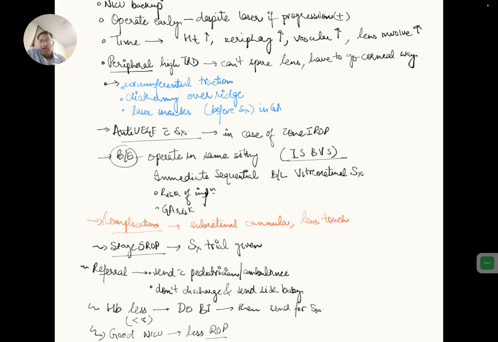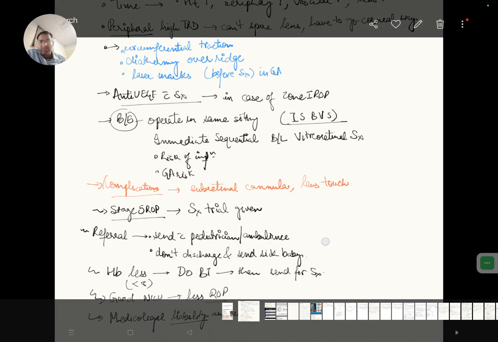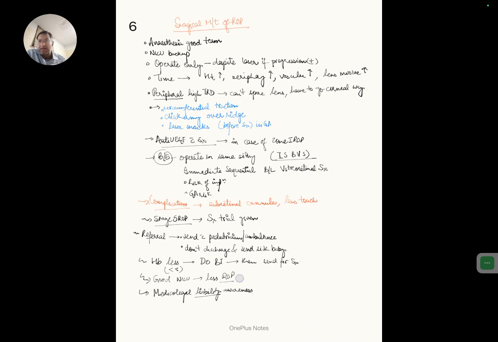Referrals. Whenever a baby for ROP screening or ROP management is being sent, we should send it with a pediatrician or an ambulance backup. And we don't discharge and send a sick baby for the retina evaluation. If hemoglobin is less than 8, we should first do blood transfusion and then only send for a retinal surgery. Good NICU, good protocols in the NICU means less ROP. So ROP actually tells how good the protocols are in the NICU. And all the pediatricians and ophthalmologists should be aware of the medico-legal liability and awareness.